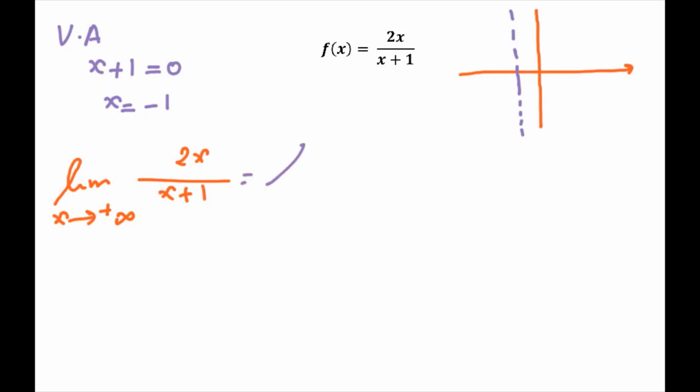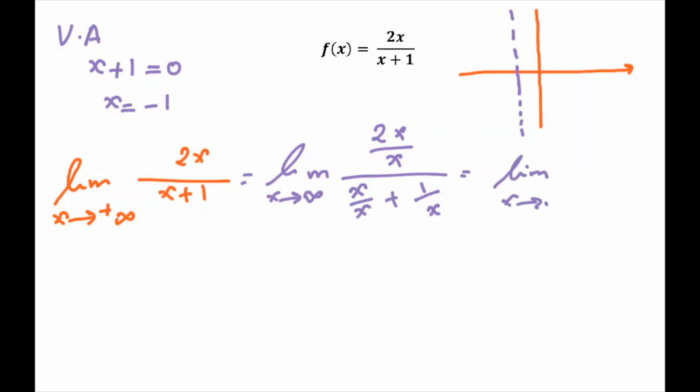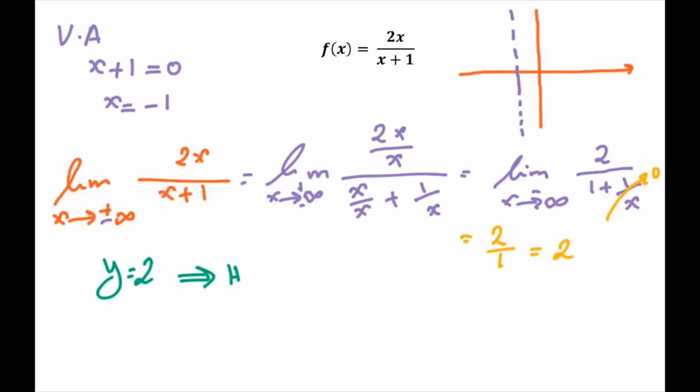But let's show this here by using the limit. By dividing the numerator and denominator by x, we're going to get the limit as x approaches infinity of 2 over 1 plus 1 over x. And we know that 1 over x is going to be 0, so it's equal to 2 over 1, which is 2. Now, this is the case even if I have negative infinity. We're going to get the same answer. So at y equal 2, we do have a horizontal asymptote.